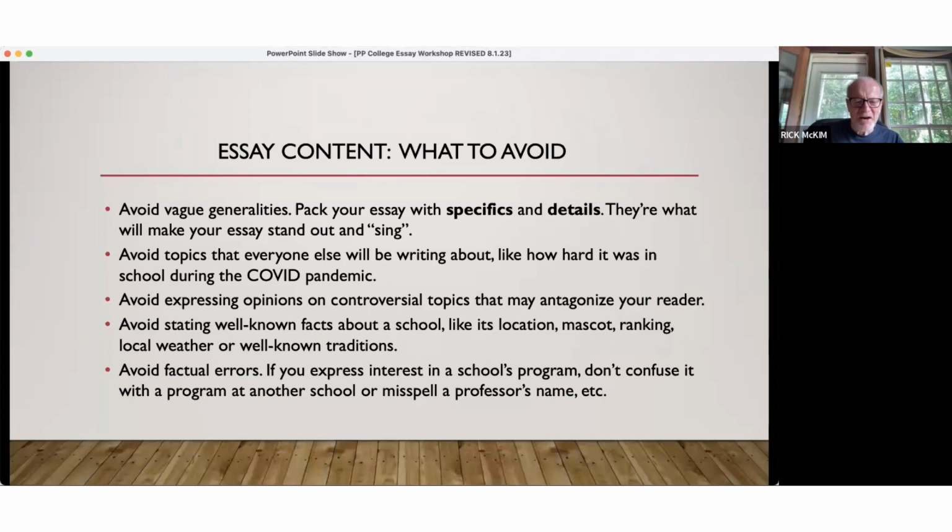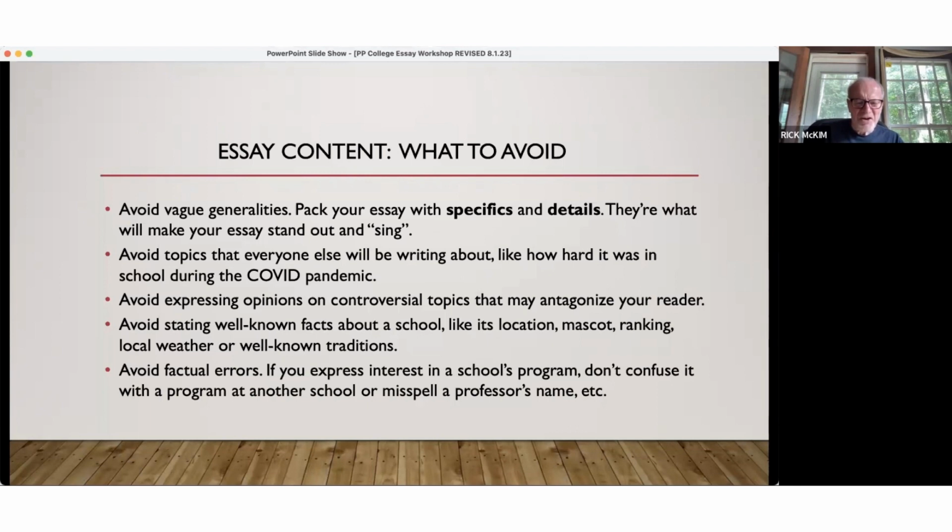Avoid topics that everyone else would be writing about, like how hard it was to go to school during the COVID pandemic, or how our team won the big game, things like that. The COVID pandemic is, of course, a very worthy subject to think about, but it's probably still a situation where an awful lot of students will be writing essays with that as their thesis-related topic. So you want to avoid topics that you know are going to be very widely written about, and pick something that's ideally only you or almost only you can claim to be your story. Lots of people had COVID, but if you had a disabled sibling, that's a whole different ball game, and much more interesting story.